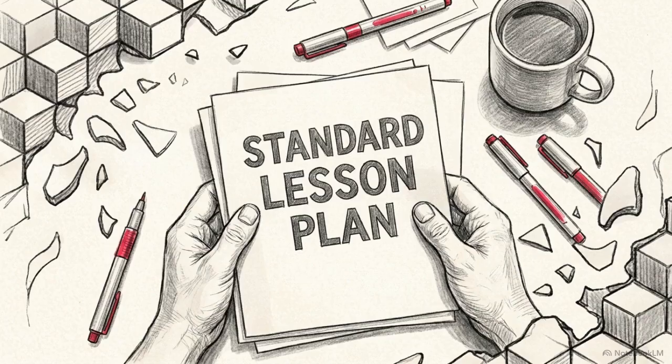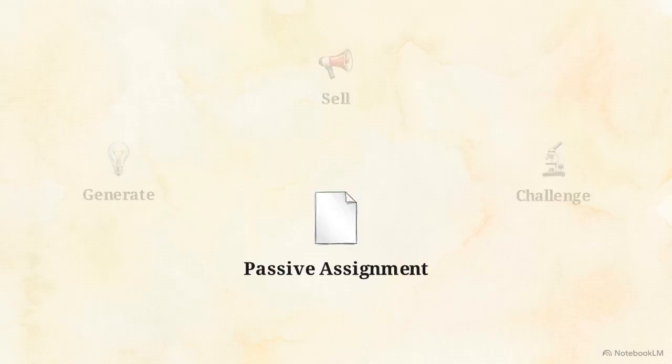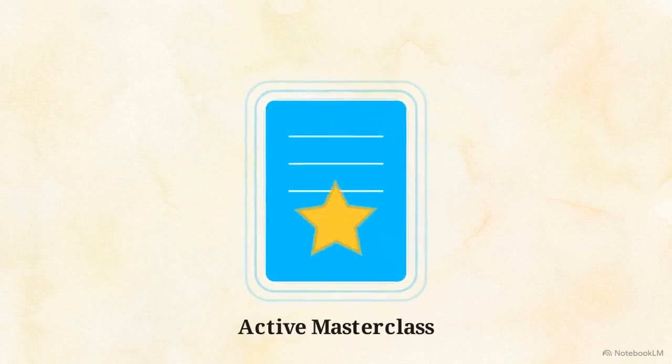Grab a standard lesson plan you are currently preparing. We are going to upgrade it right now. Applying these 3 steps will turn a standard passive assignment into an active masterclass in creative thinking.